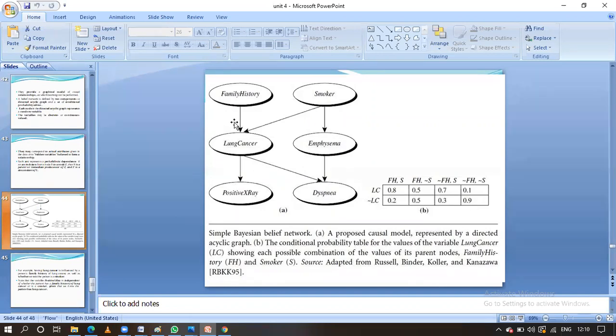Here this is the overall information related to lung cancer. Suppose the family has cancer-related history, there might be a chance that they will have lung cancer. How are we going to represent that? We draw an arc from family history to lung cancer. Here family history is the predecessor and lung cancer is the descendant. There is a relationship between both, so we represent it with an arc. Likewise, if the person has a smoking habit, there may be a chance of lung cancer.